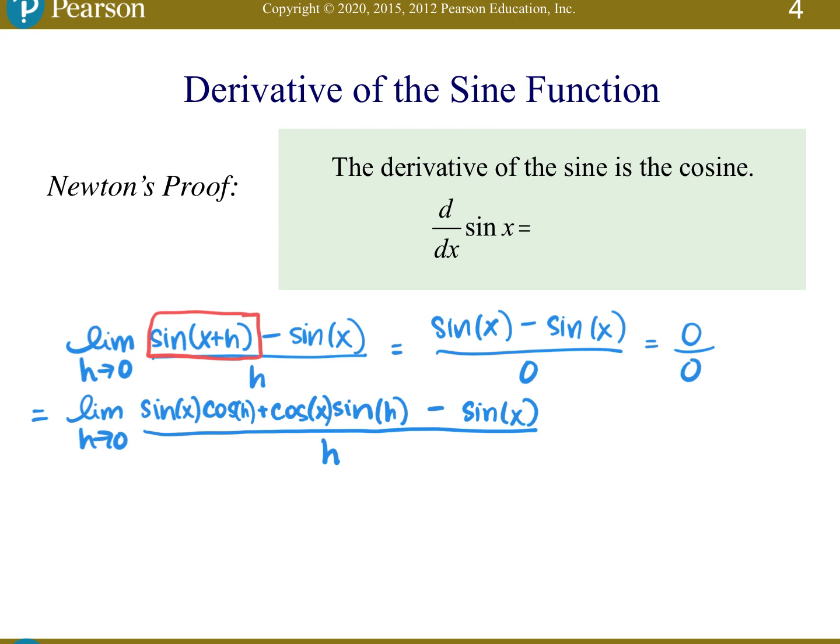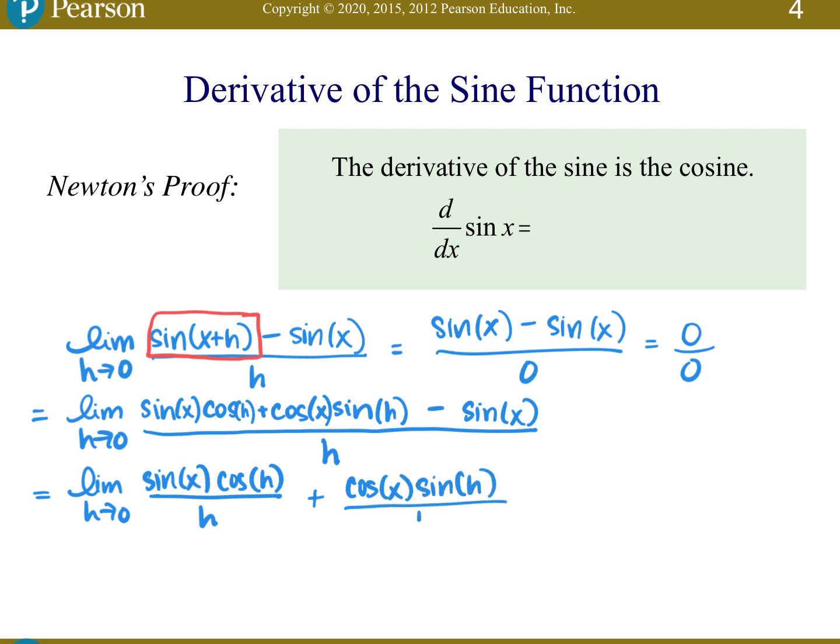Okay, are you guys with me so far? All right. Then we need common denominators on all these things. So we're going to have the sine of X times the cosine of H all over H, plus the cosine of X times the sine of H all over H, minus the sine of X all over H. So everything gets to be over H. This is called common denominators.